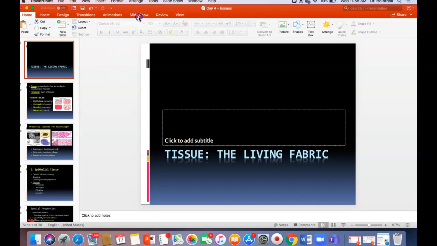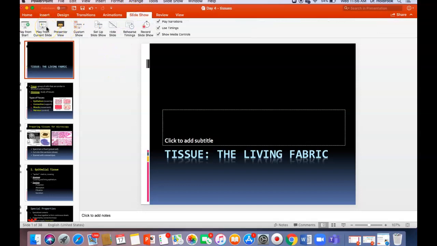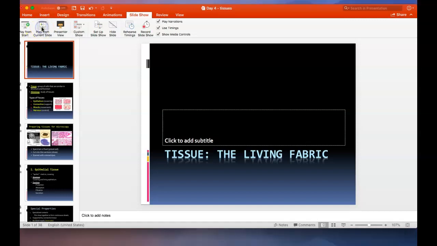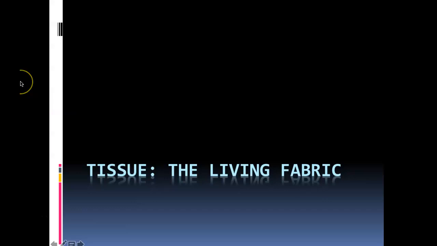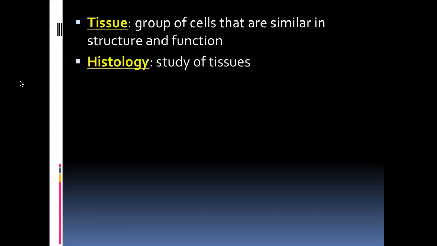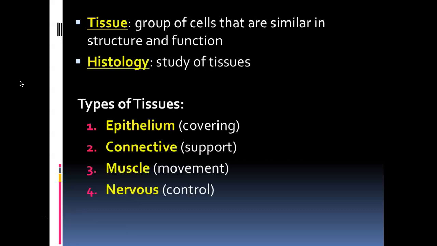All right, today is day 4, and we are finally getting into some real anatomy stuff. Of course, cells are part of anatomy, but now we're going to really get into the tissues and then the organ systems that everyone has been looking forward to. I'm going to spend today talking about tissues. The study of tissues is called histology, and there's 4 types of tissues that I want to cover.